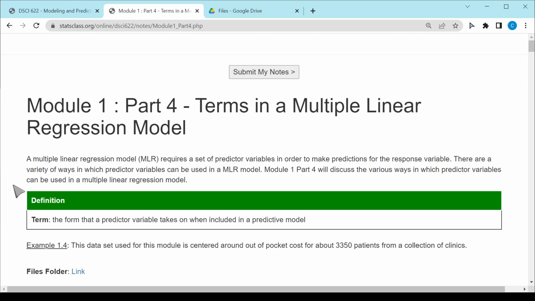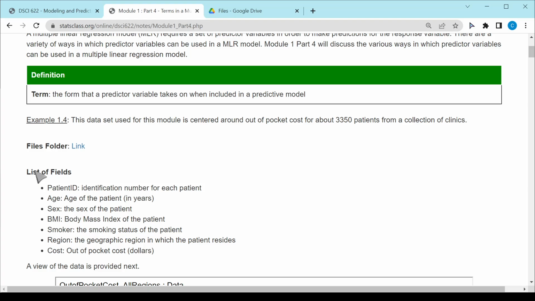So a definition here, a model term is the form that a predictor variable takes on when being included in a predictive model. So we'll show you some examples here of the difference between model terms and predictor variables. The data that we're going to use here is centered around out-of-pocket costs for about 3,300 patients from a collection of clinics.